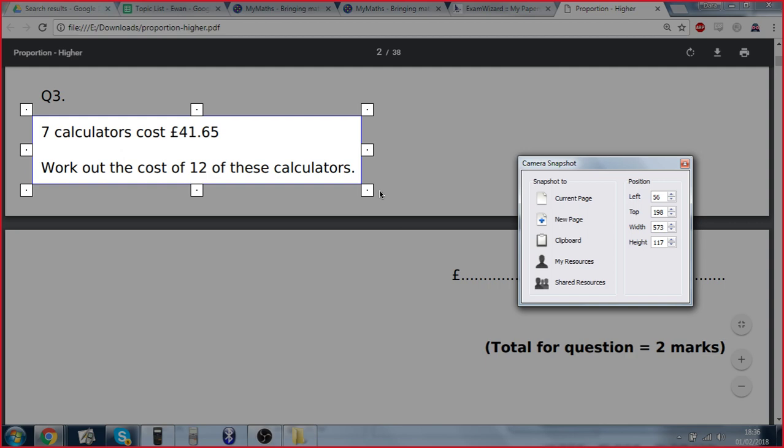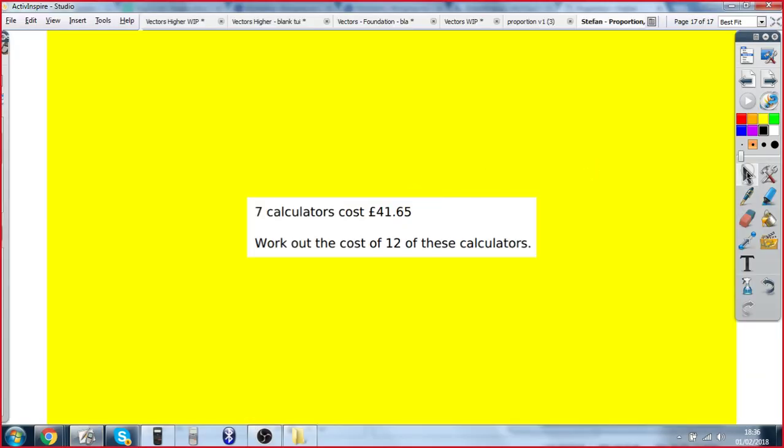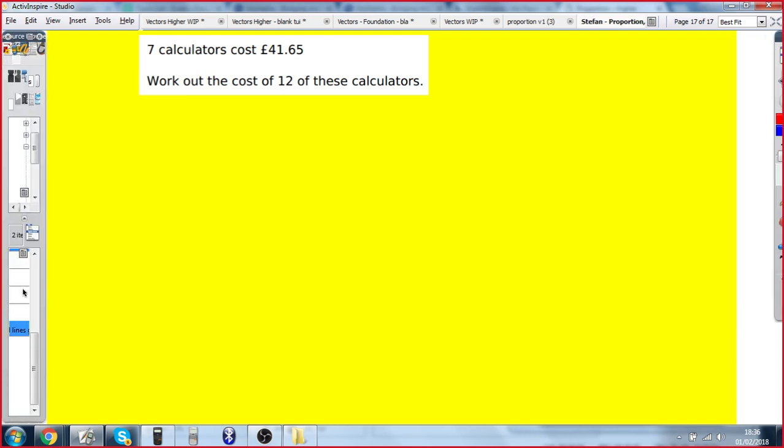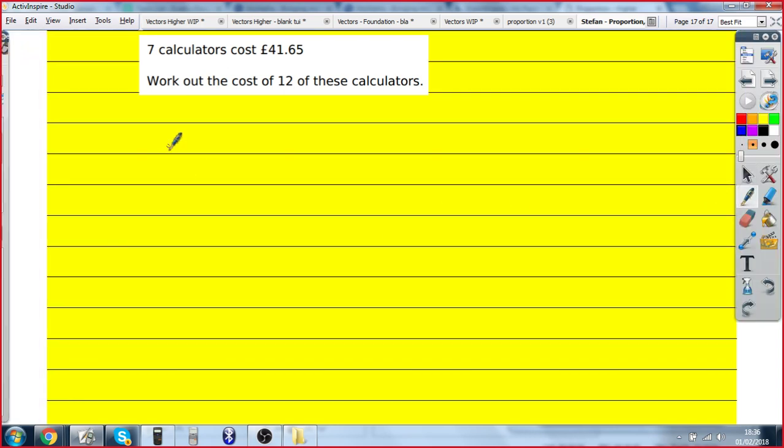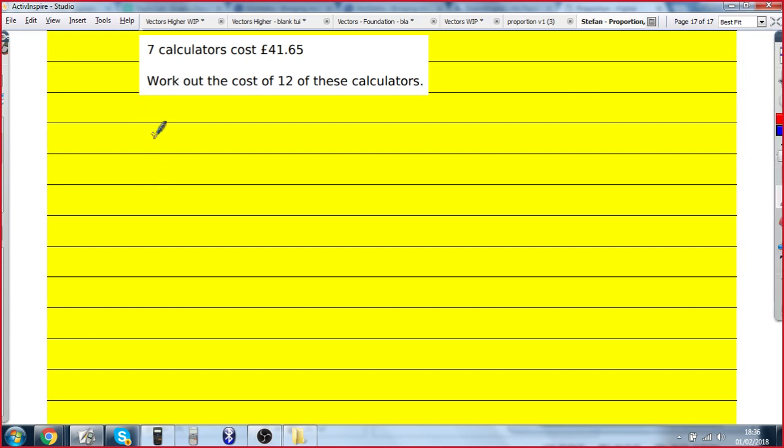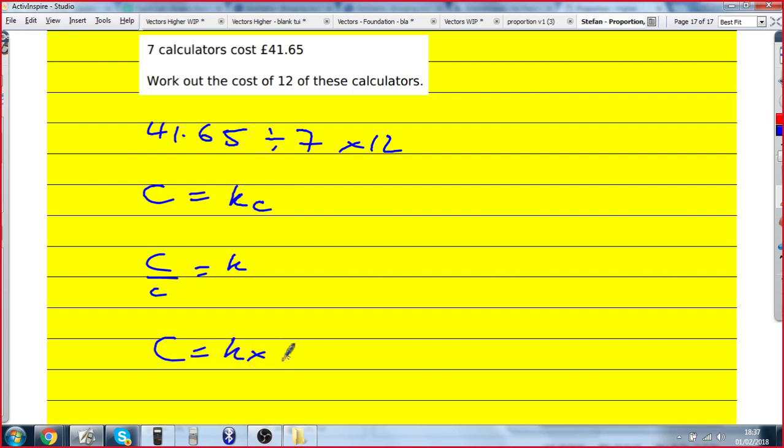So how do we do this? 0.65 divided by 7 times 12. I think it'd be fine for that. And basically this one, cost is equal to k times number of calculators. So you do this divided by that, and then whatever your answer is times by k, because it's going to be k times that 12.